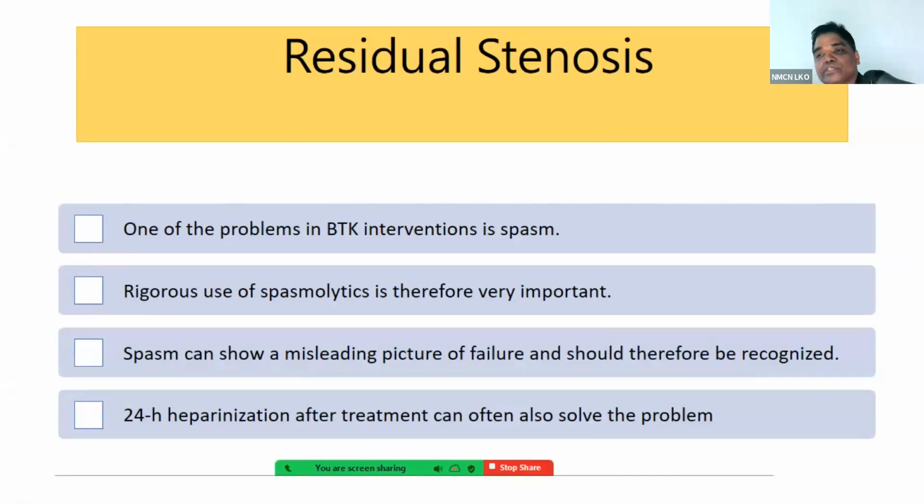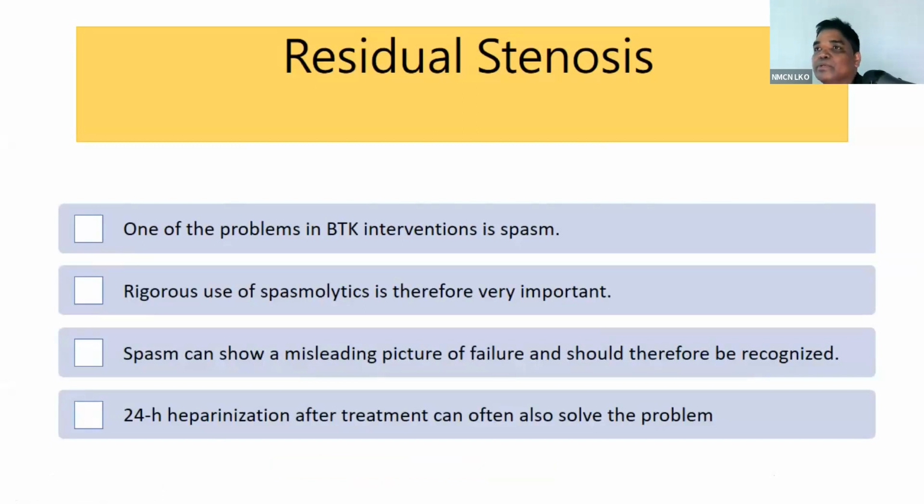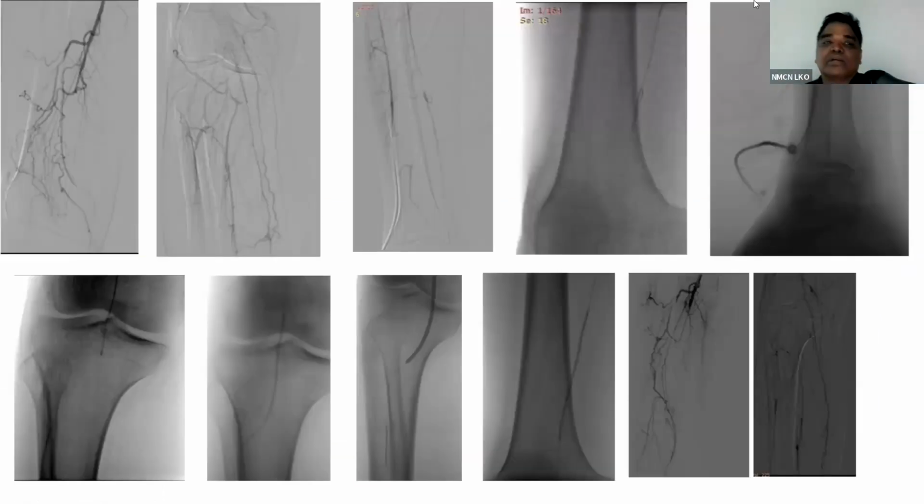So residual stenosis is sometimes a problem. You can do angioplasty and you may not achieve results. One of the problems with below the knee interventions is vasospasm. You can use rigorous spasmolytics during the procedure. We use nitroglycerin. There are other drugs like lignocaine which can be used. And spasm can be misleading sometimes, and it may present a picture of failure. So what we do generally, when we have failed a procedure or routinely after every procedure, is always give 24 hours of heparinization. So this is just one of our cases.